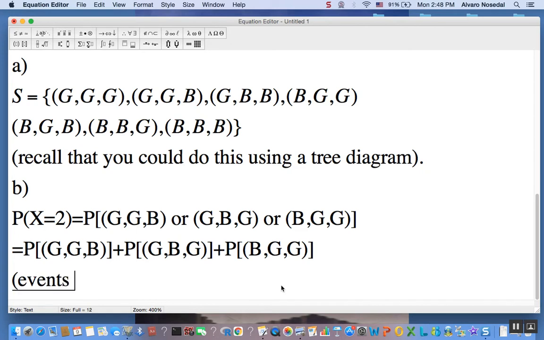Events. Well, yeah, we know that a sample point, one of those sequences, is an event, a simple event. Okay, so we have mutually exclusive events. That's why we could do what we did. Okay.